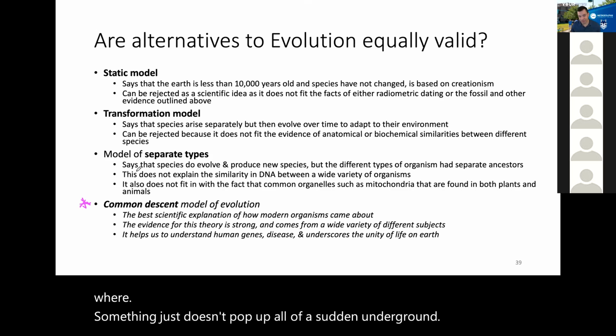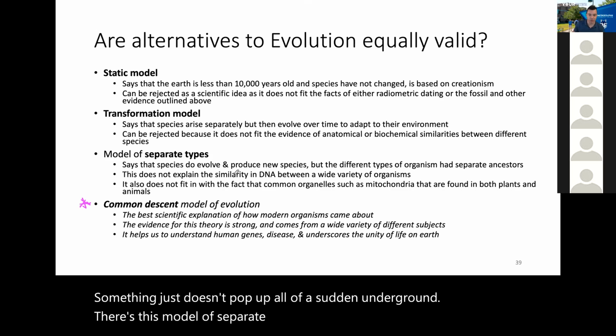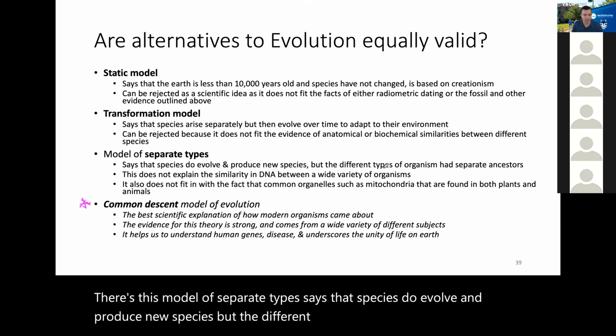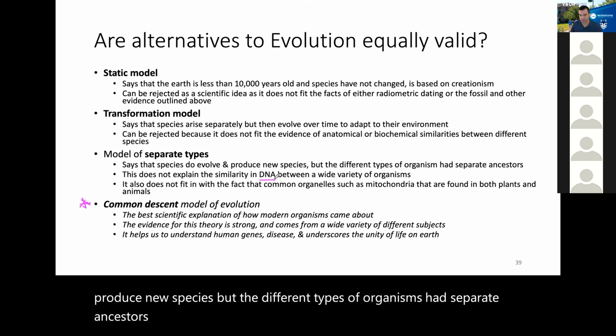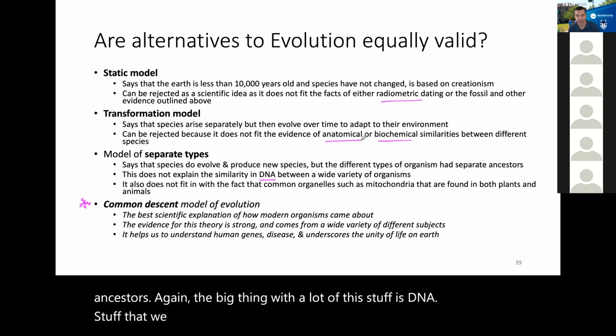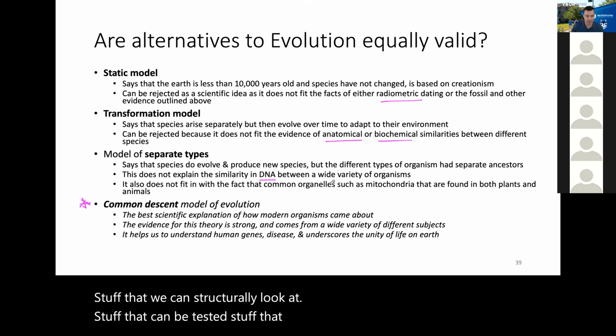There's this model of separate types. It says that species do evolve and produce new species, but the different types of organisms had separate ancestors. Again, the big thing with a lot of this stuff is DNA. Stuff that we can structurally look at. Stuff that can be tested. Stuff that can be validated.